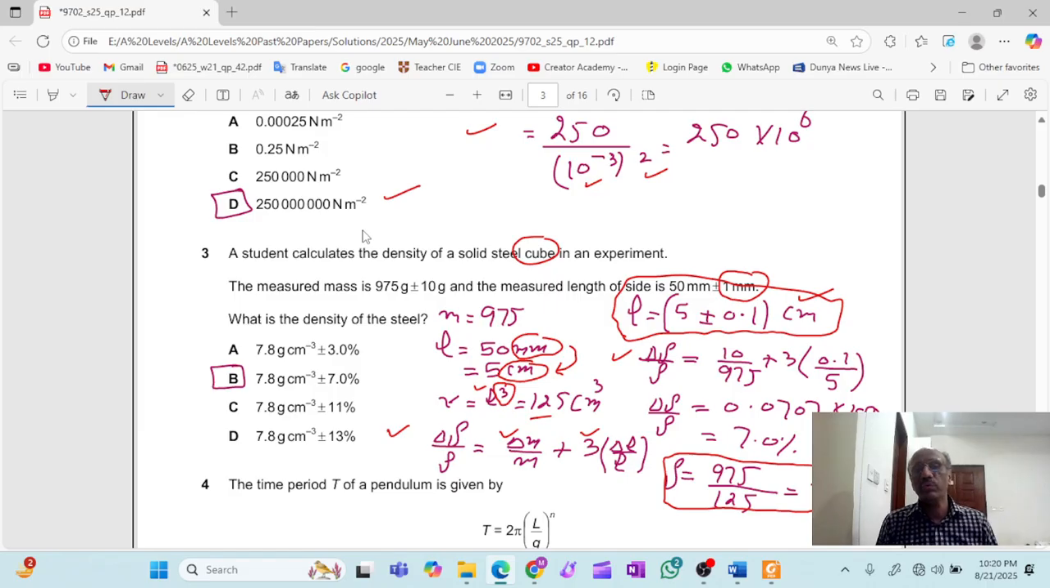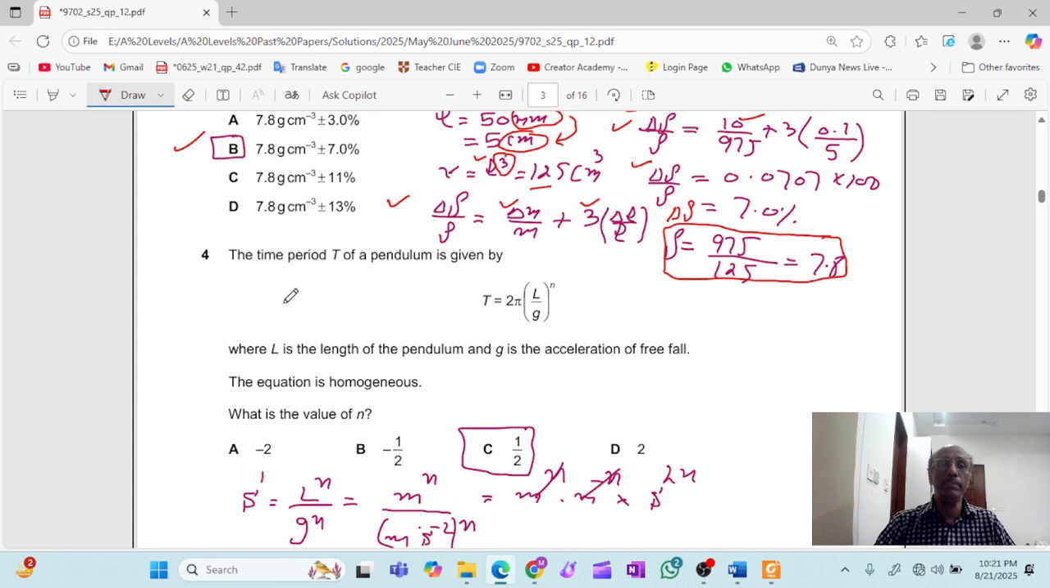So L is equal to 5 plus minus 0.1, and after that I will substitute the values. Then delta rho over rho is equal to 0.0707 times 100, so the uncertainty in the density is 7.0%. So option B is the valid option. This is a bit challenging question.